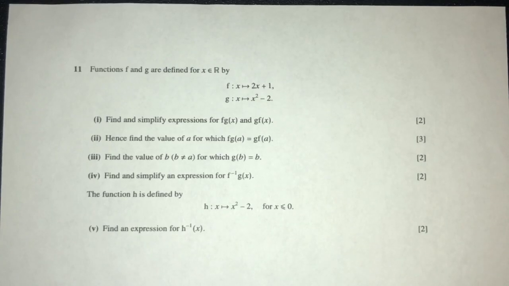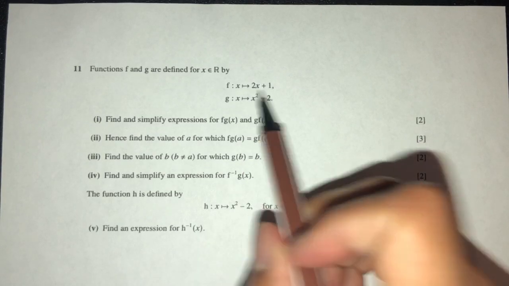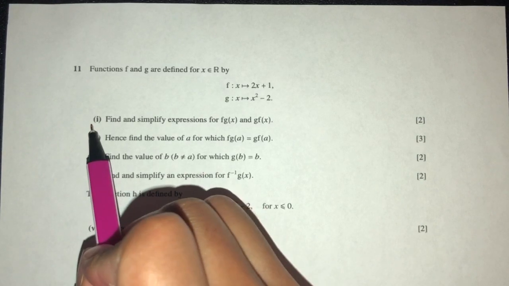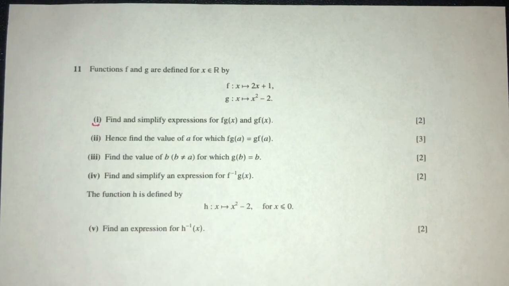Now let's move on to the next question. Functions f and g are defined by the following. We have f of x is 2x plus 1. We can see this is a straight line. And g of x is x squared minus 2. We can see it is a minimum curve because we have x squared, a positive coefficient. The shape will be something like this. Now part 1. We have to find and simplify the expressions of this and this.